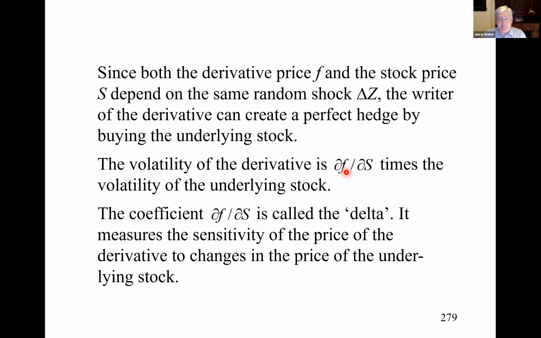So we said the volatility of the derivative is delta. I will now call this delta. It's delta times the volatility of the underlying stock. It's called the delta. It's a sensitivity of the price of the derivative to changes in the price of the underlying asset, but it's just the first derivative. It's a partial derivative.